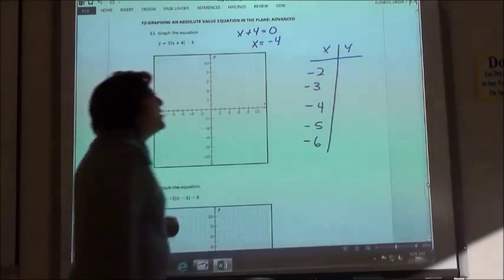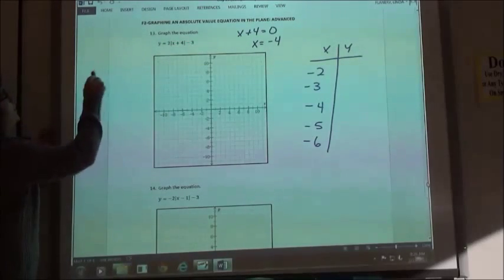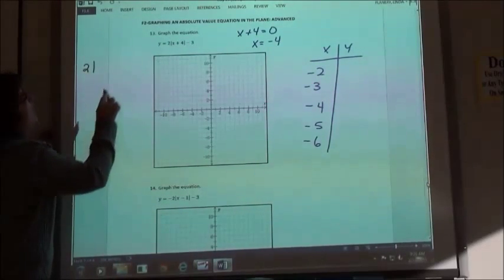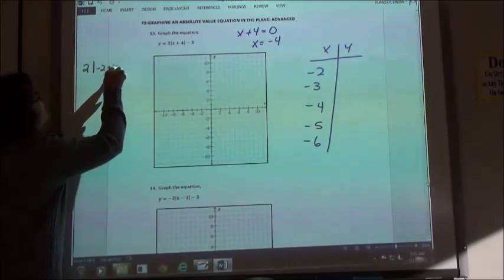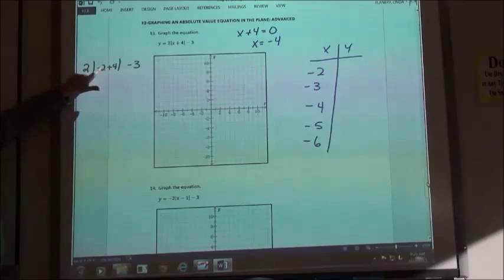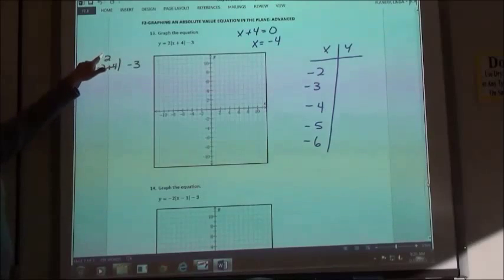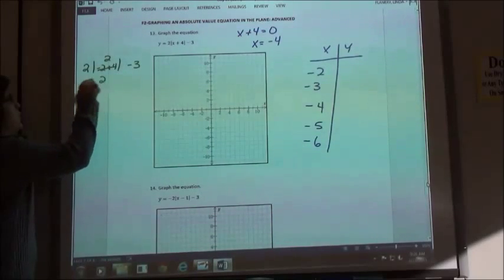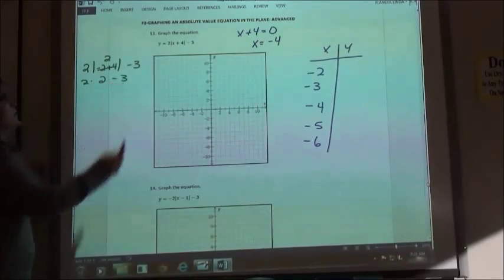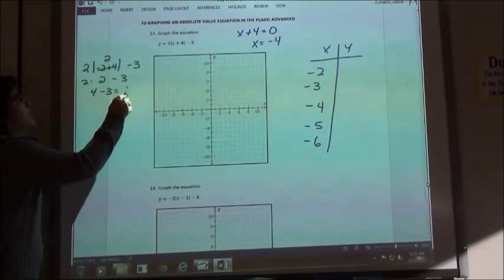Now I've got to do some work because now I've got to plug those numbers into my equation and solve it. So I'm going to start with 2 times the absolute value of negative 2 plus 4 minus 3. Inside the absolute value, negative 2 plus 4 is 2. The absolute value of 2 is still 2. So now I have 2 times 2, which is 4. 4 minus 3 is 1.